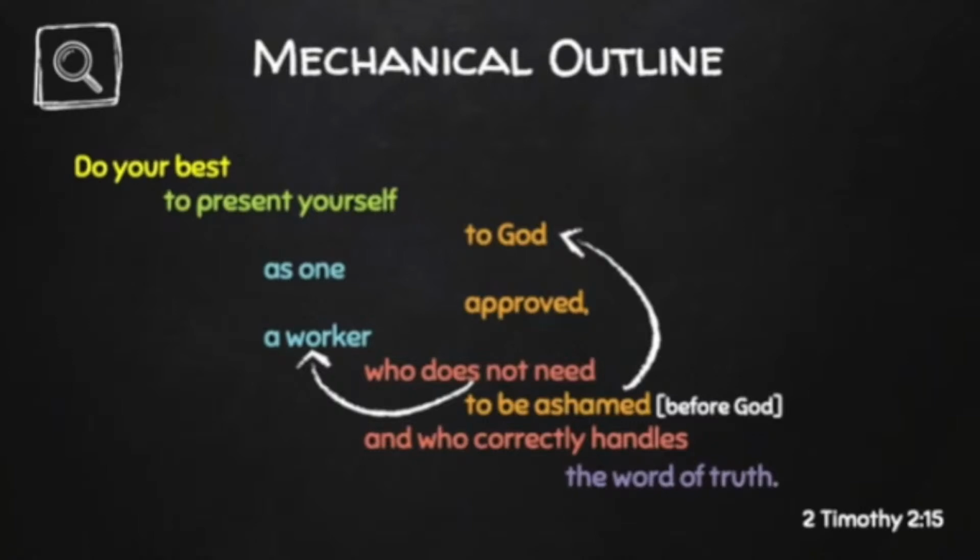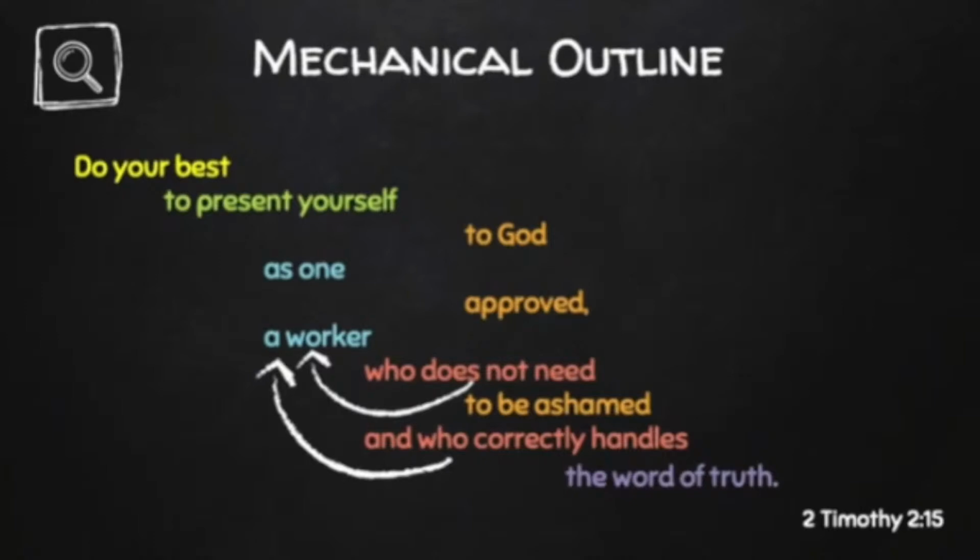And then also modifying worker is who correctly handles the word of truth. So a lot of people would have put the and on another line with little lines that connect the two who's because they both modify worker. But I've done it a little more simply here and just put and who correctly handles, and what do they correctly handle? The word of truth. That's the object of the whole thing.